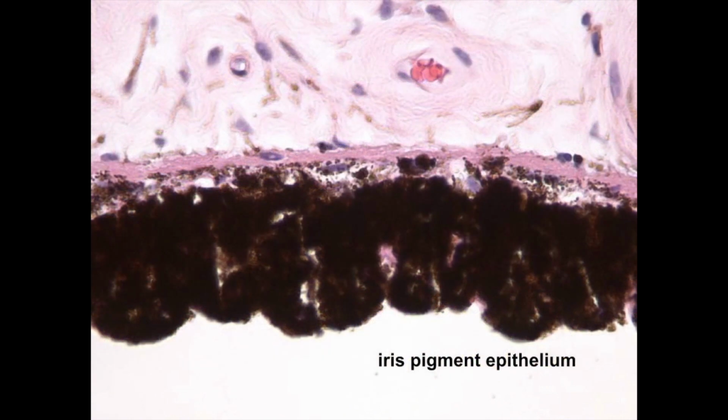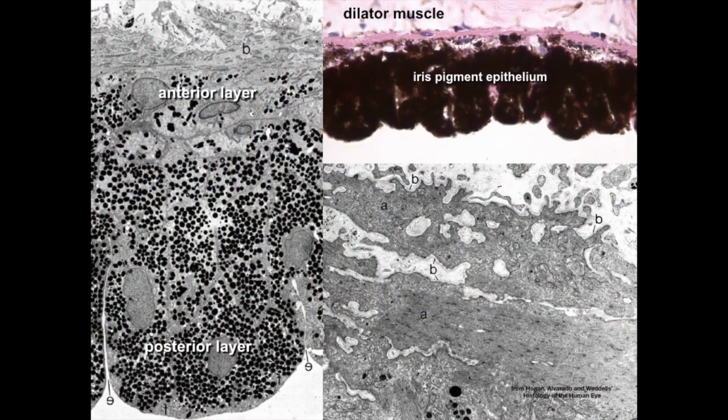The dilator muscle appears as an eosinophilic band on the anterior surface of the iris pigment epithelium. Unlike the sphincter muscle, the dilator muscle of the iris is not a separate structure. It is part of the anterior layer of iris pigment epithelial cells.